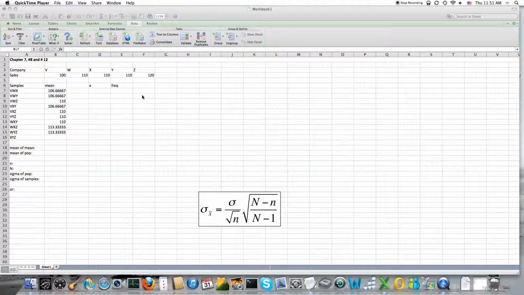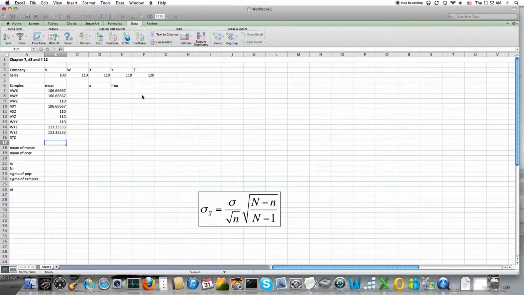The first exercise is to take a look at a small population and a small sample from it. And the reason we're doing small populations first is because we can actually list all the possible small samples we get from a small population.